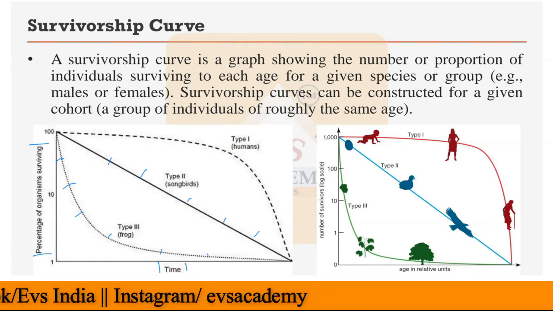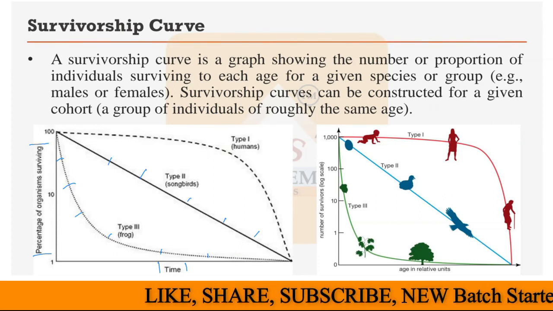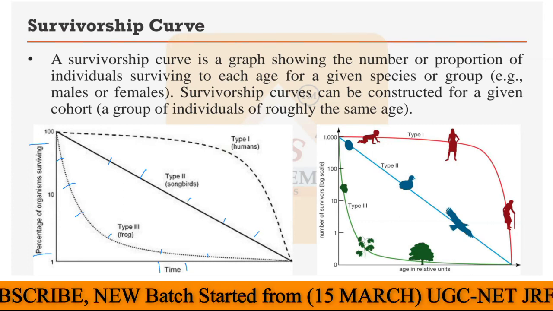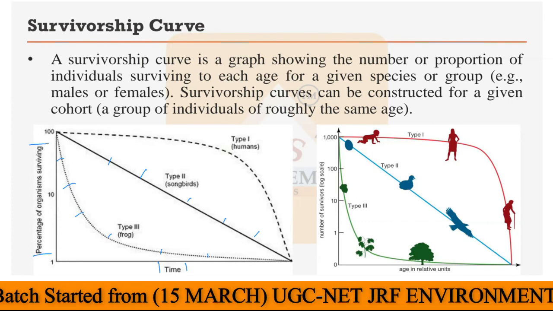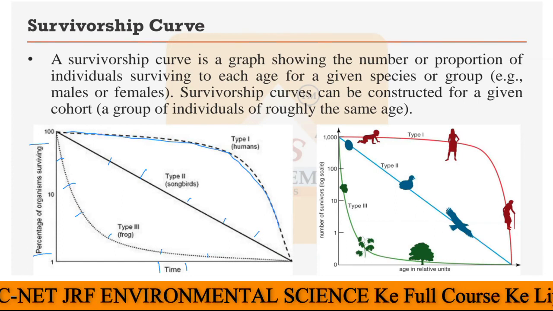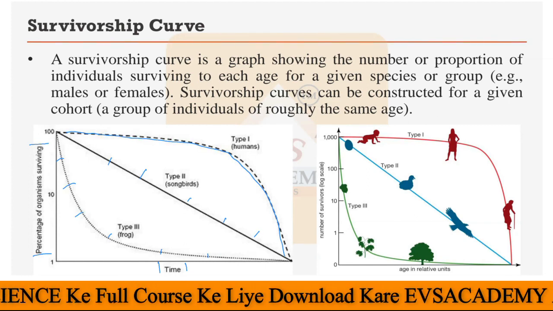In this particular survivorship curve graph, it will tell you what type of organisms are there and what kind of survivorship curve they are making. So here you can see the type 1 is making a concave type of survivorship curve. Type 1 organisms are known as the concave shape survivorship curve organisms. Then we have diagonal organisms, which are type 2.